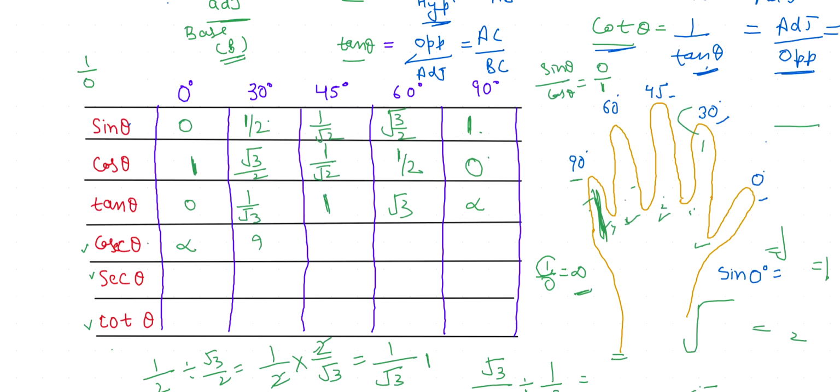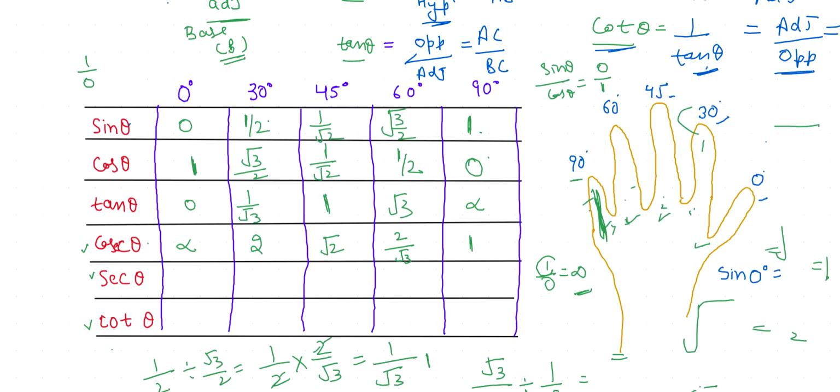And for sin 45 degree, it's 1 by root 2. When you take its reverse, then you will get root 2. And for 60 degree, you will get the value 2 by root 3. And for 90 degree, you will get the value 1. Clear?